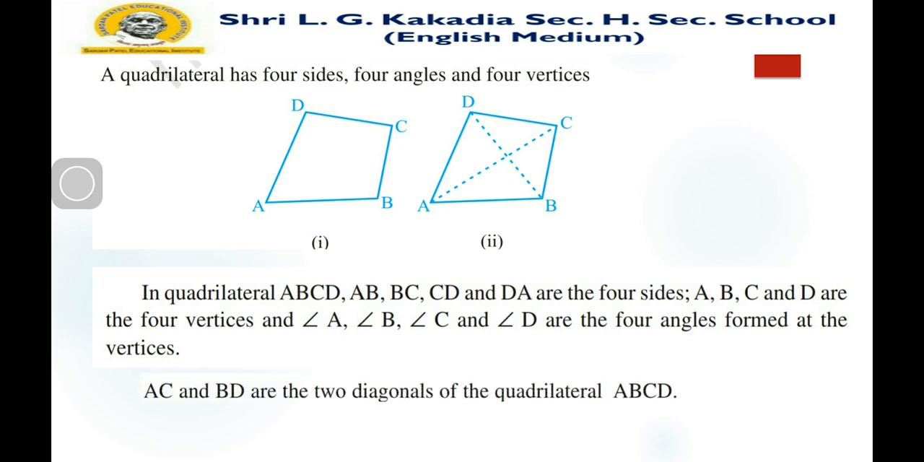Now if you join AC and BD, the opposite vertices A and C, B and D, then you get two line segments, and these are known as the two diagonals of quadrilateral ABCD. So if you join the opposite points of a quadrilateral, you get its two diagonals. We should remember these parts of quadrilaterals. Now let's discuss some types of quadrilateral.